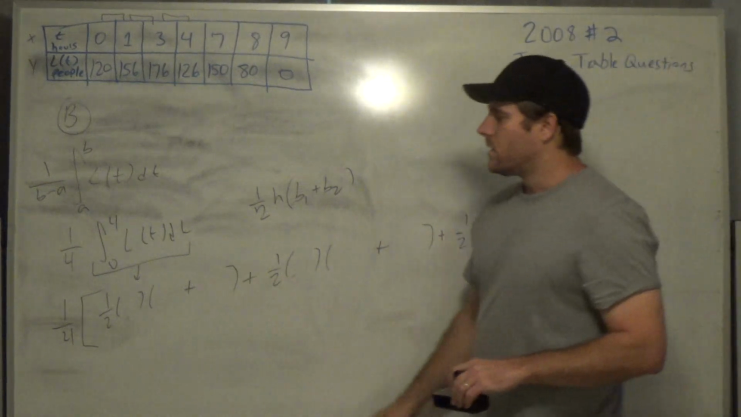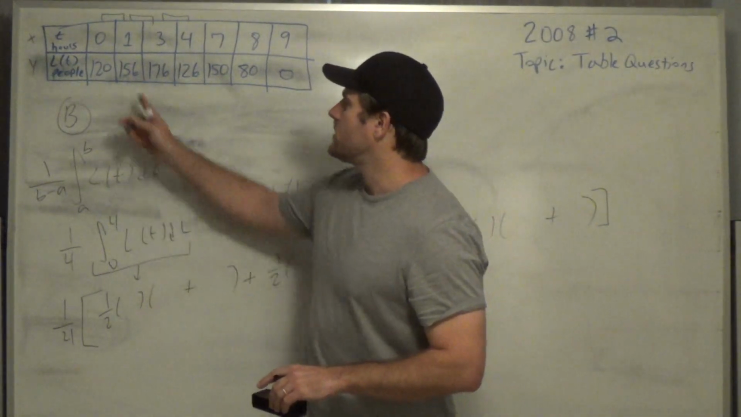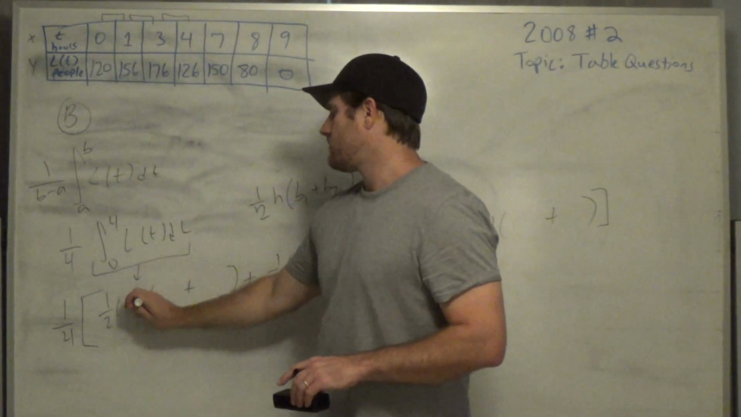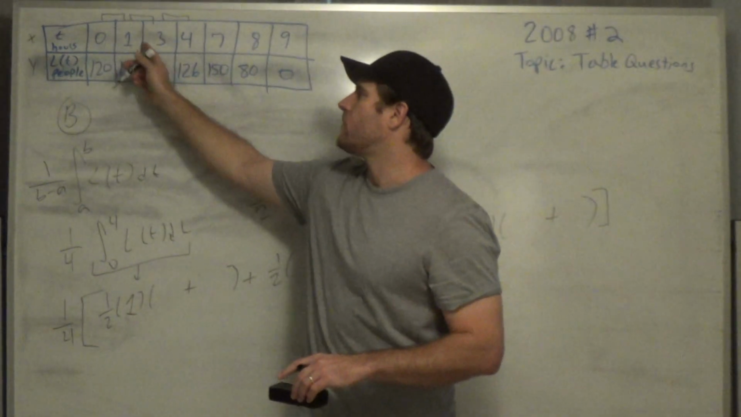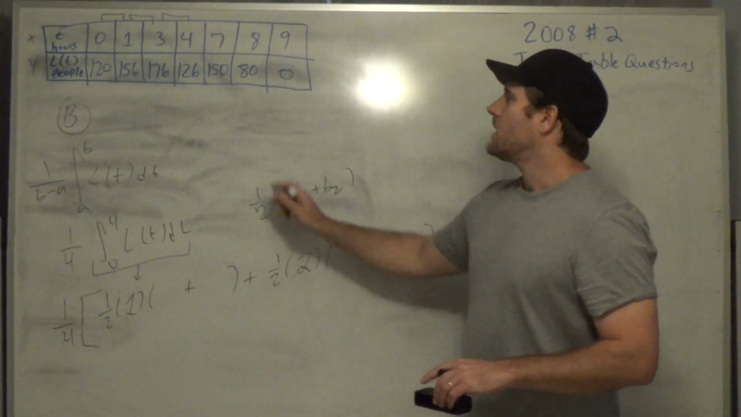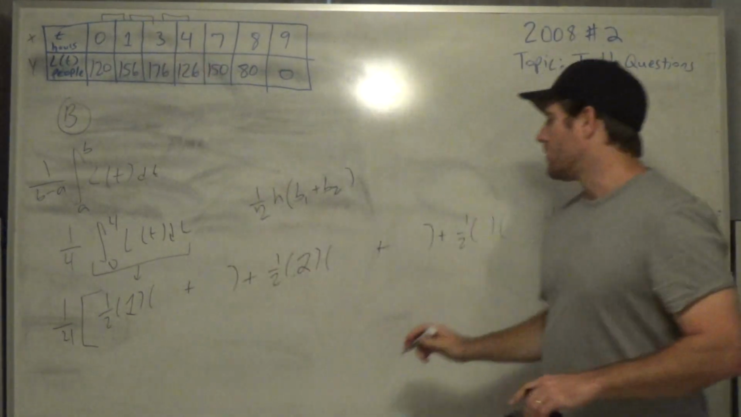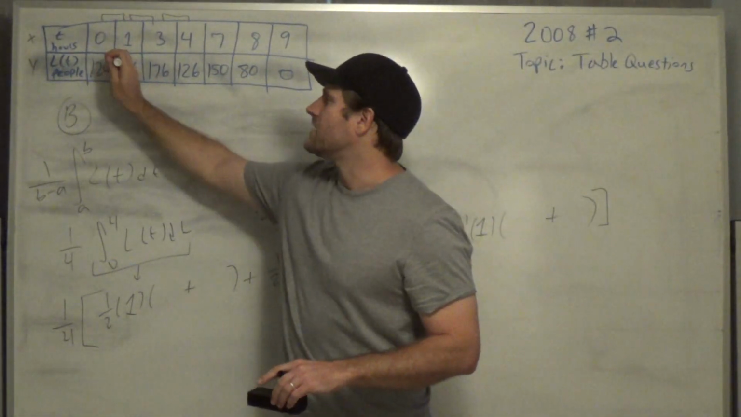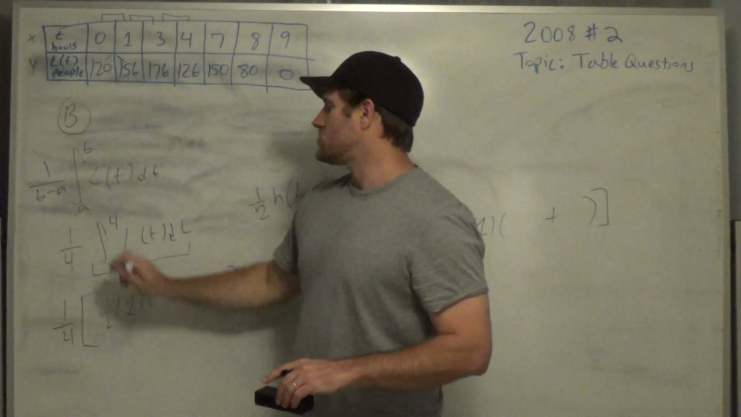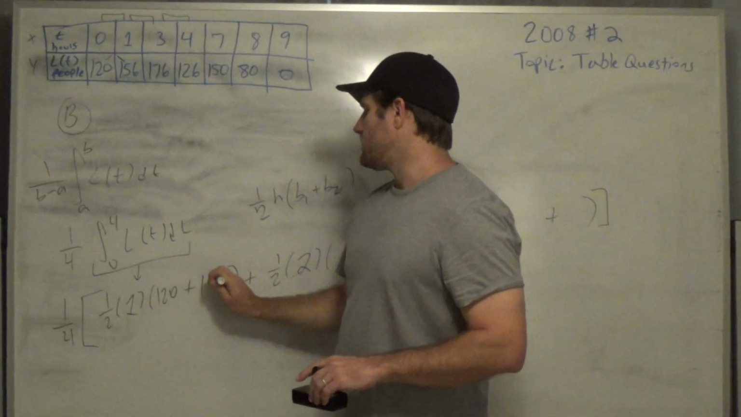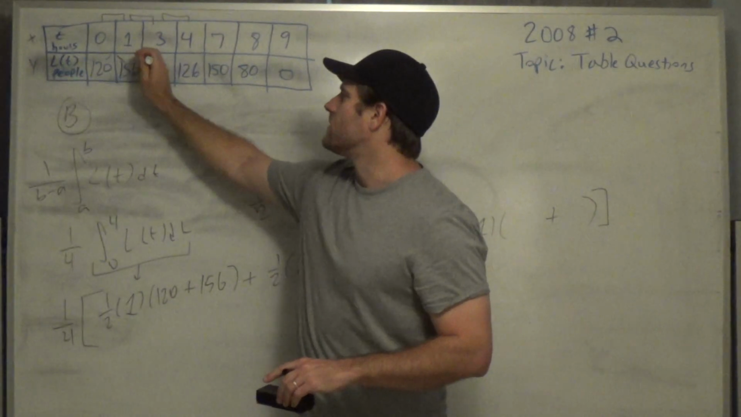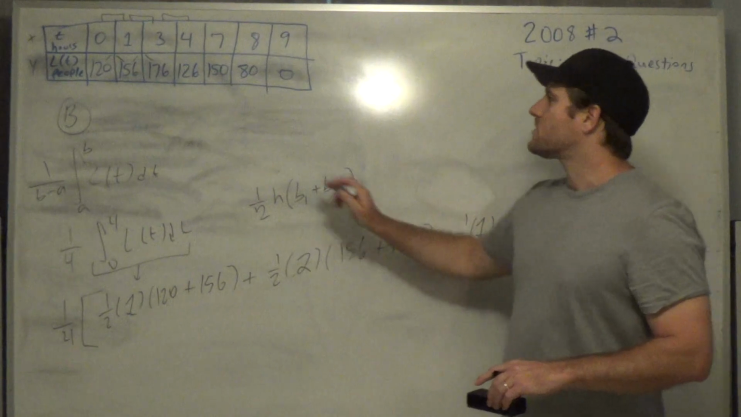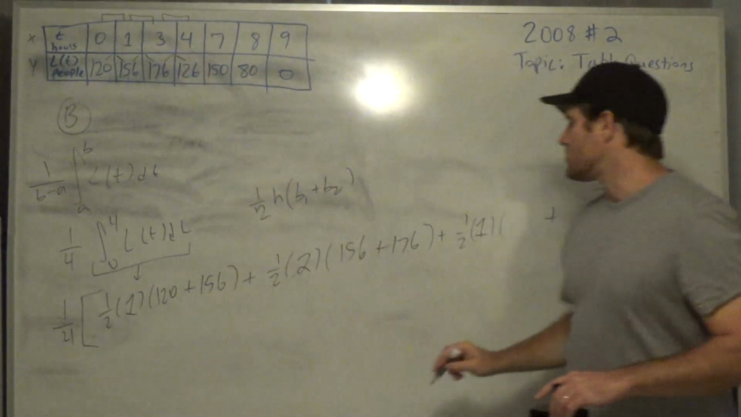Okay, so for my first trapezoid, my height is how far these are apart. So my height for my first one is 1. My height for my second one, how far are 1 and 3 apart? That's 2. And my height for my third one, 3 and 4 are 1 apart. So that's my heights. And now I need my base 1 and base 2. Well, when this is the height, I use both of these for base 1 and base 2. So 120 and 156. And then here we have 156 and 176 for the second one. And then the third one's going to have 176 and 126.